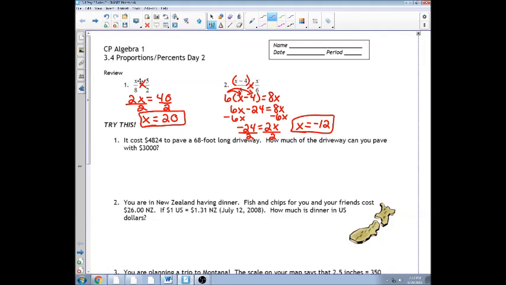Those are review. Now let's talk about proportions from story problems. It costs $4,824 to pave a 68-foot long driveway. How much of the driveway can you pave with $3,000? What we're going to do here is you want to have the same units in the numerator and the same units in the denominator. The two units we're looking at here are money and distance.